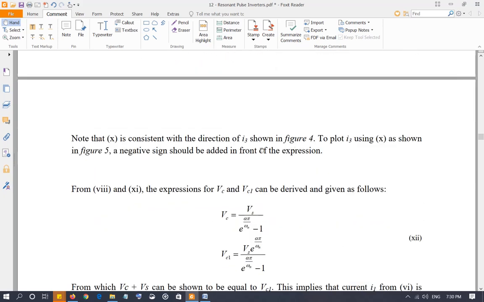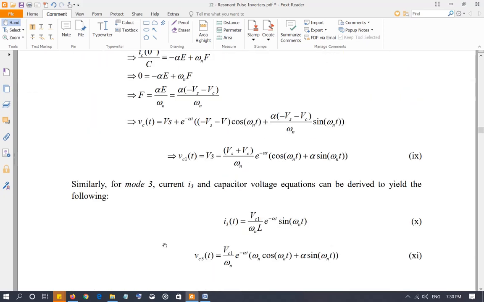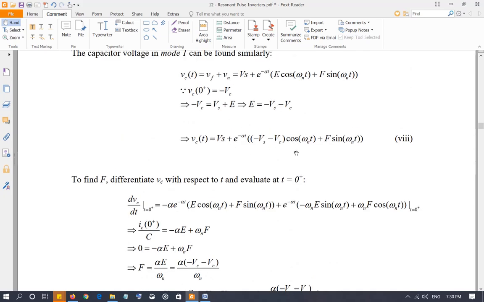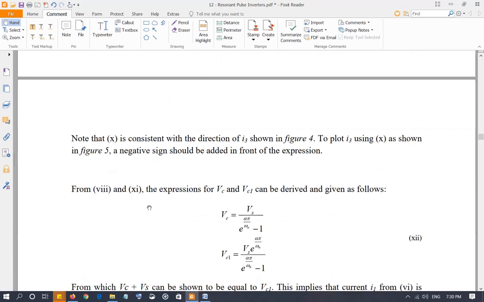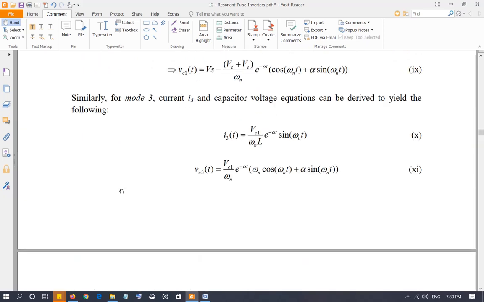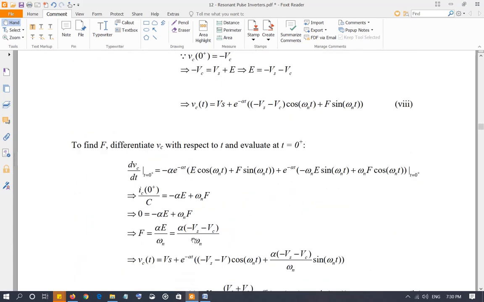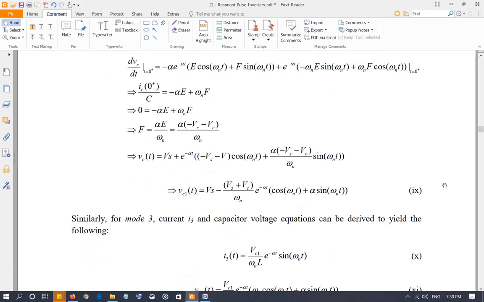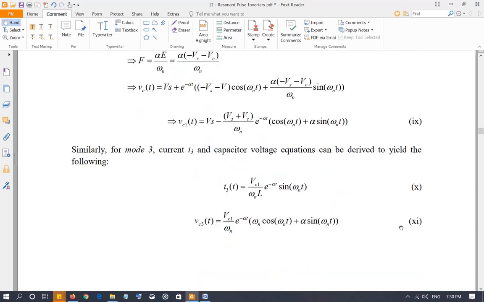Okay, now we have to find out the exact values of Vc and Vc1. To find the exact values of Vc and Vc1, we're going to use two equations. Equation number 8, which is right here, Vct, and equation number 11, which is right here. Actually it's Vc1t, equation number 9 and equation number 11, I would say. So this is the voltage in the first time T1, and this is the voltage in the time T3.